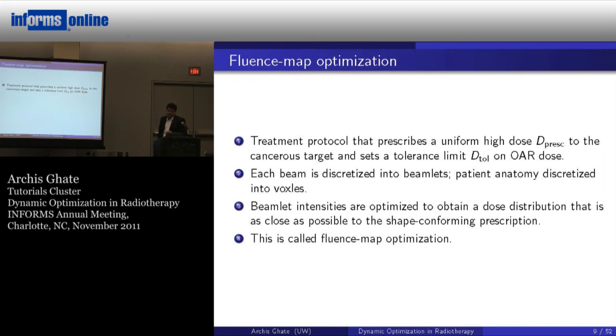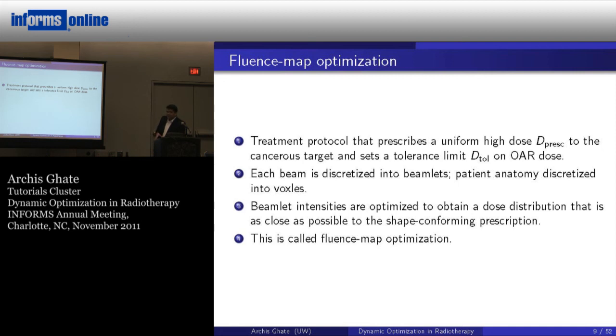You start off by specifying a treatment protocol, and a doctor can do this, based on empirical, so clinical evidence and experience and other guidelines and so on. Basically you start off with a protocol that prescribes, let us say, a uniformly high dose called prescription dose, to the cancerous target, so the general tumor area, and basically set some kind of a tolerance limit, and I'm going to call that D tol for tolerance. So a limit on the OAR dose.